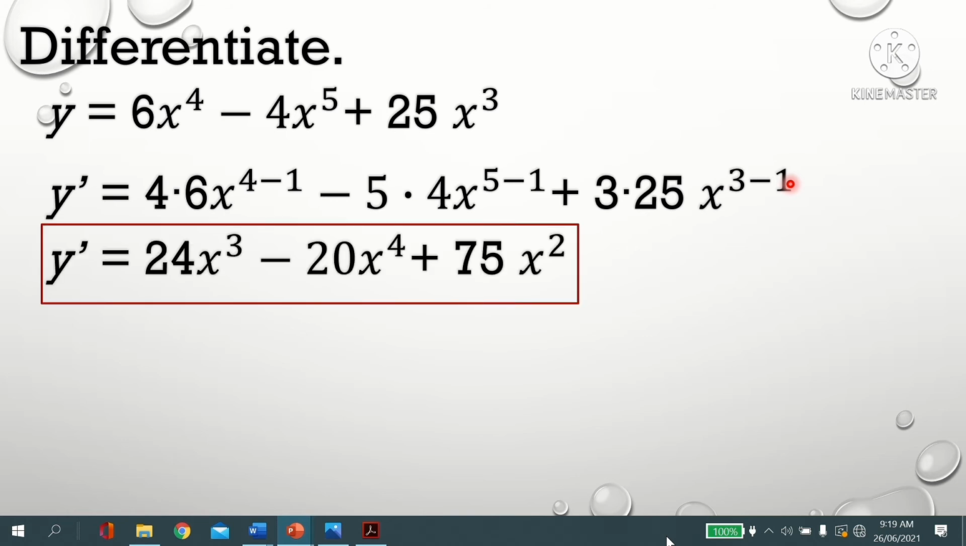4 times 6, that is 24. Subtract natin yung 4 minus 1, that is 3. Then minus 5 times 4, that is 20. And then 5 minus 1, that is 4. And then 3 times 25, that is 75. x raised to 3 minus 1, that is 2. So that is the derivative of the given function.